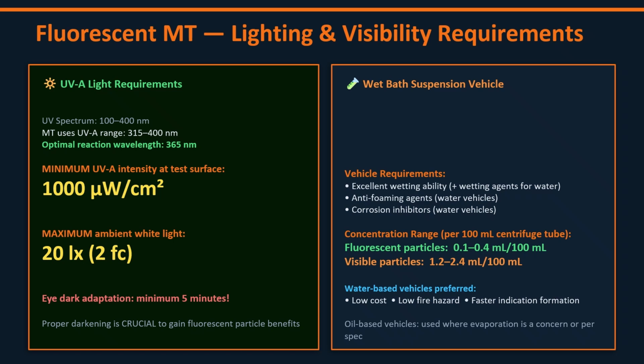These controls are not administrative details. Human vision is extremely sensitive to contrast, and a weak fluorescent indication can be lost when ambient light is too high or the inspector has not adapted to the dark.